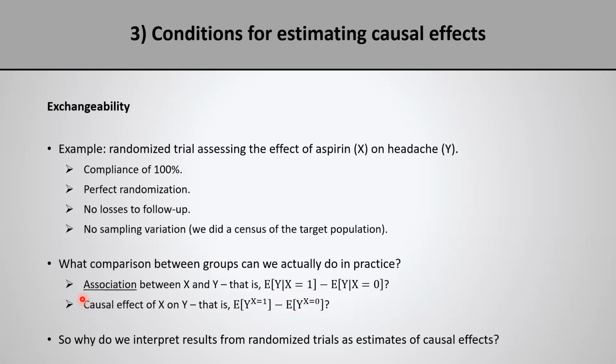So, of course, in practice, we can only test associations because these two quantities required for estimating causal effect are counterfactual. But if we can only assess associations in practice, even in a perfect randomized trial, why can we and do we interpret results from randomized trials, and in this case, a perfect randomized trial, as causal effects?